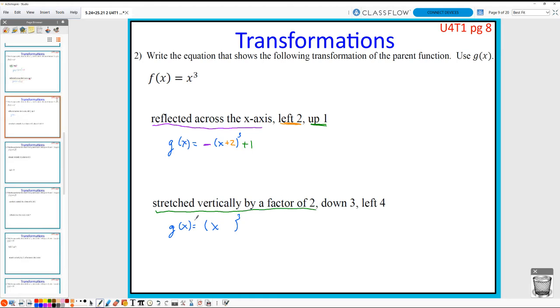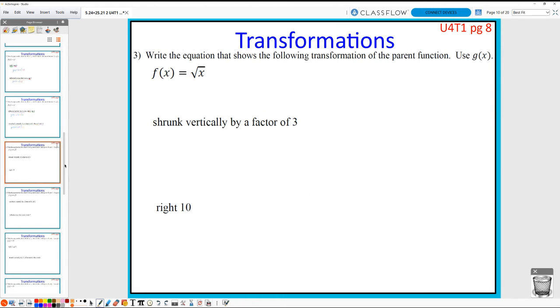Stretch vertically by a factor of 2. That means there's a 2 outside the parentheses. Down 3. That means it's plus 3 at the end. And left 4 means I'm going to add 4 on the inside. I notice that this time it doesn't even matter if I'm doing a different order than what I had before, because the numbers kind of go in the same place over and over again.